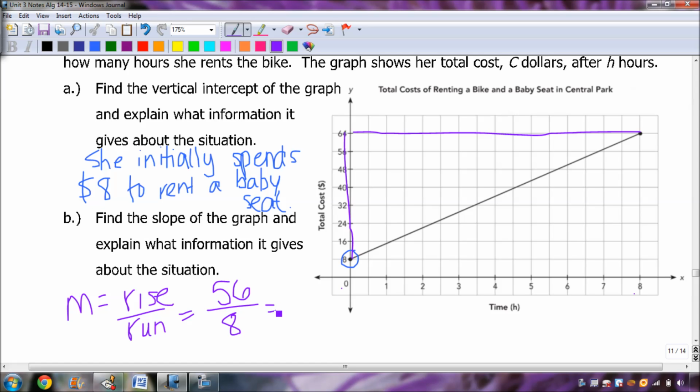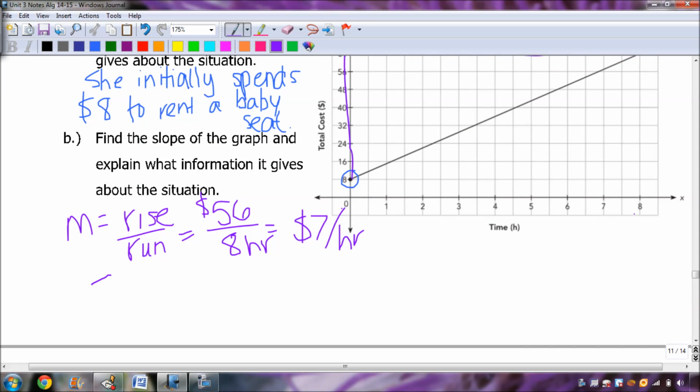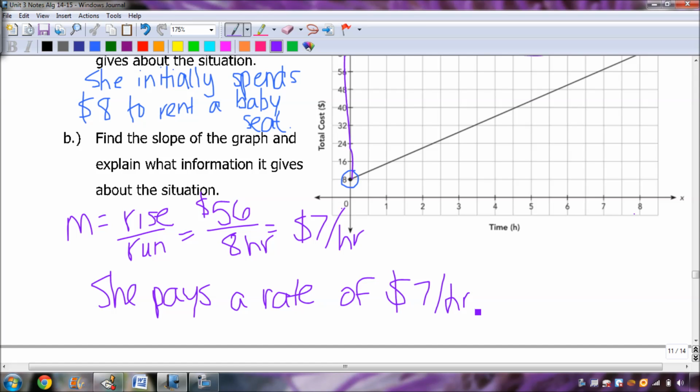So your answer right here is 7, oh, sorry, we have to label our units. So $56, and this is 8 hours. So our answer is $7 per hour, okay? So this means that she pays a rate of $7 per hour. Now, to be honest, you don't even need to see this graph to answer these questions because all of the information is in the initial setup of the problem.